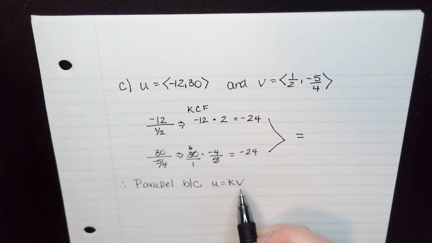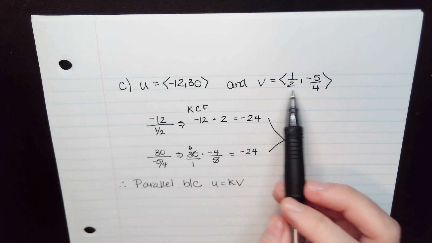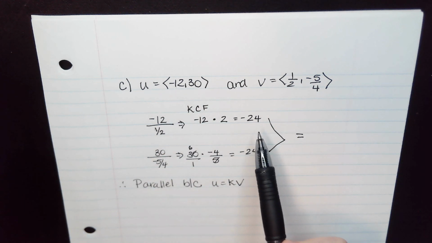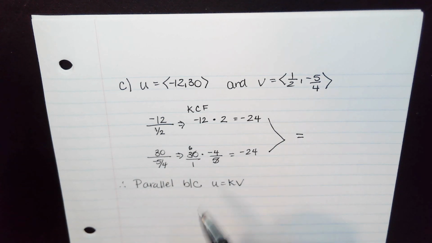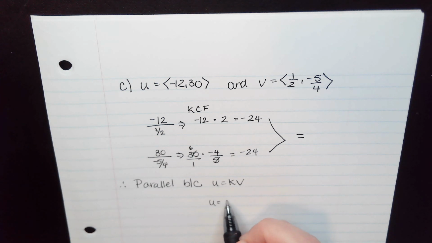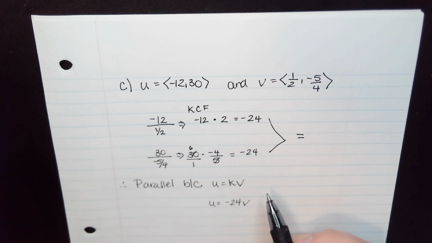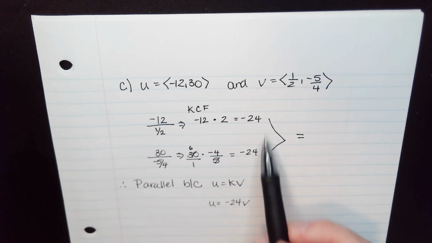If you want to be a little bit more specific, you could say vector u, if we multiply v by negative 24, it would give us u. So you could say also u is equal to negative 24 times v. But either way is fine. You can just leave it as u equals kv. I just want to know that you realize you can multiply by something.